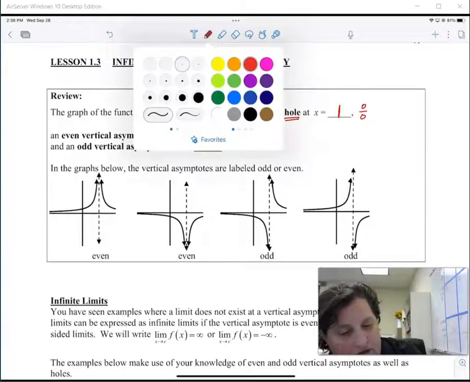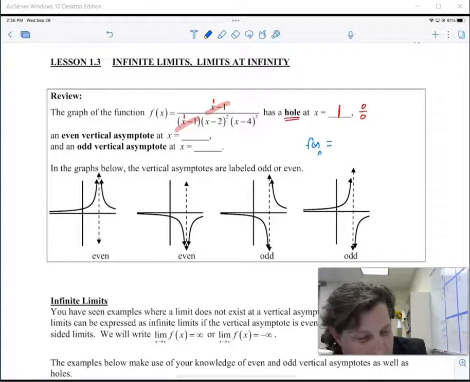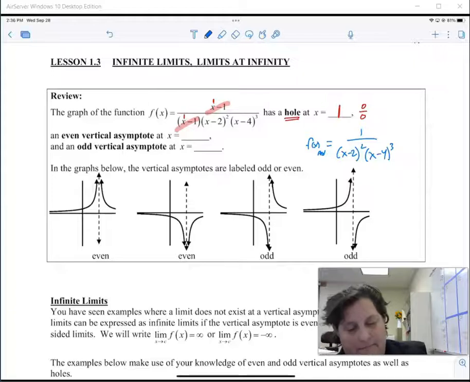Now, when I reduce this down, now that I crossed that off, here's my new equation. Let me write it right here. The notation it uses here is like RED, reduced. It would have an (x minus 2) squared and an (x minus 4) to the third on the bottom. This book calls these even or odd vertical asymptotes, all right?